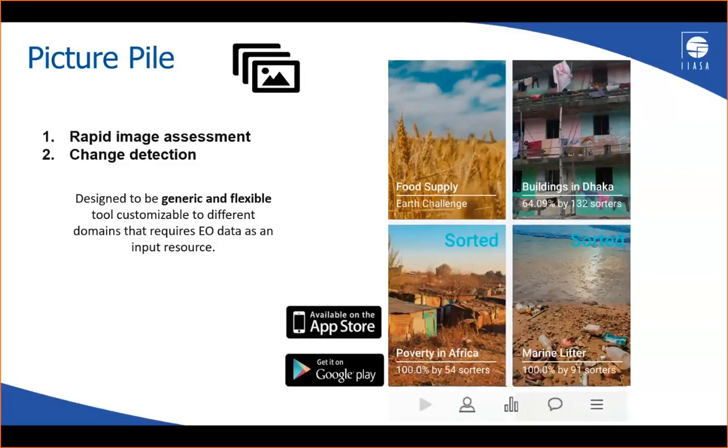So if you want to try it out, just Google PicturePile or go to our GeoWiki website. We are running currently a campaign on food supply using street view photography, street level photography. It can be Street View or Mapillary, for example, and you just recognize crops, is it present or not.